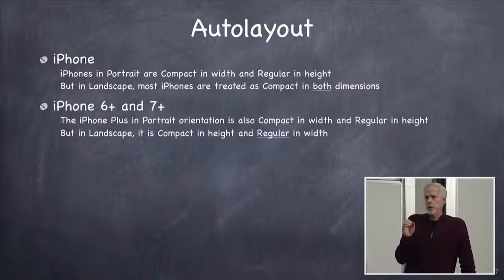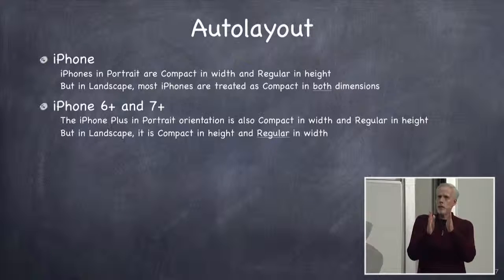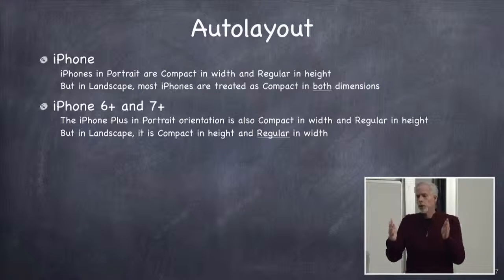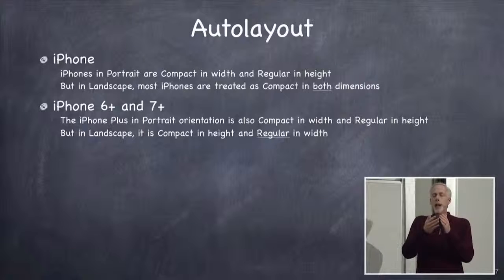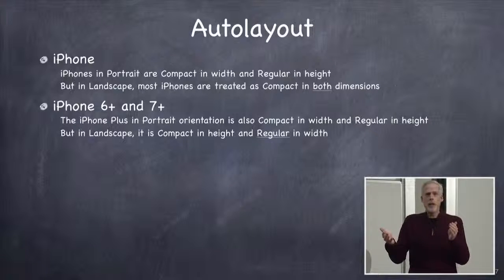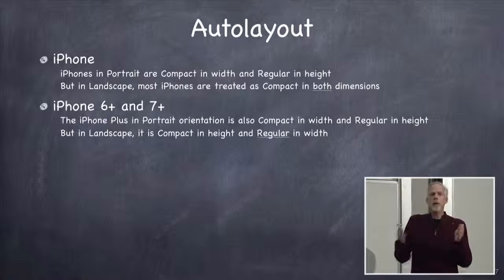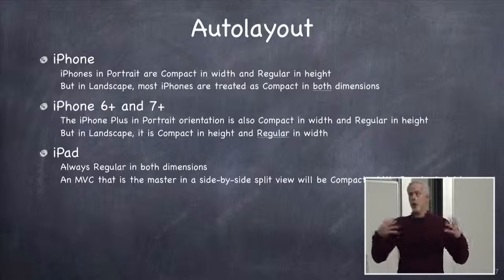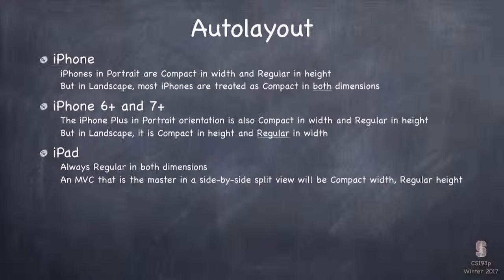Now the iPhone Pluses, the 6 Plus and the 7 Plus, those are a little different. They're still compact in width and regular in height in portrait, but when you go to landscape, since those iPhone Pluses are so big, they can actually start showing that kind of horizontal UI just like it was an iPad or something. So they are regular in width in landscape mode. Okay? The iPhone is compact in both. The iPhone Plus is still compact in height in landscape, but it's regular in width. All right? And then the iPad, since it's huge, is always regular in both dimensions.